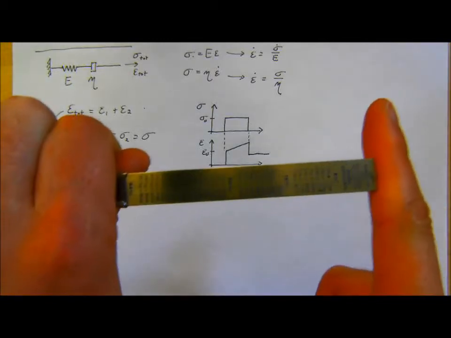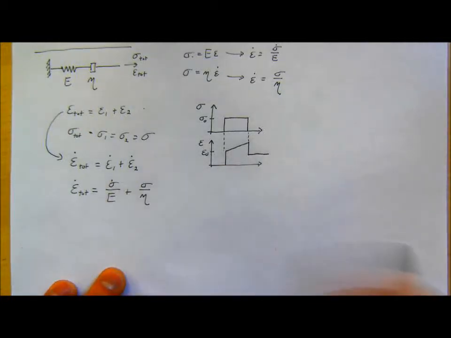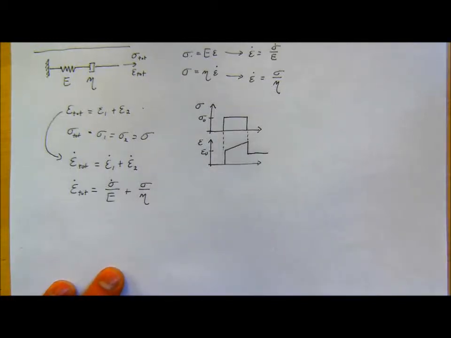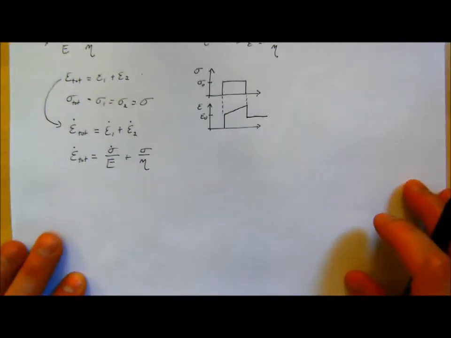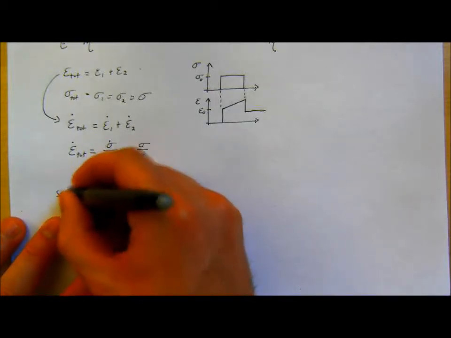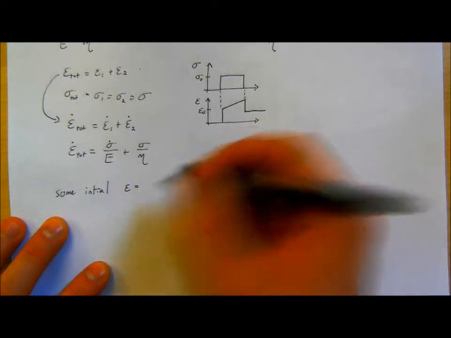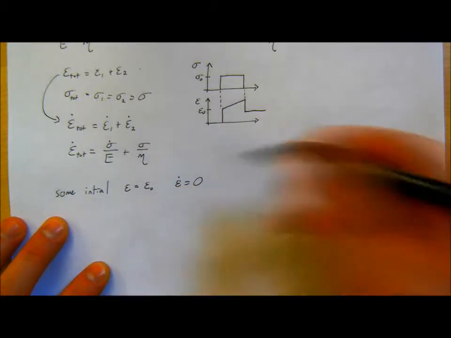Now what I want to do is figure out how this relates in time, how this deforms in time. I'm going to simplify this first. I'm going to take a scenario where I have some initial epsilon equal to epsilon naught, and I'm not applying or increasing the strain on my material.